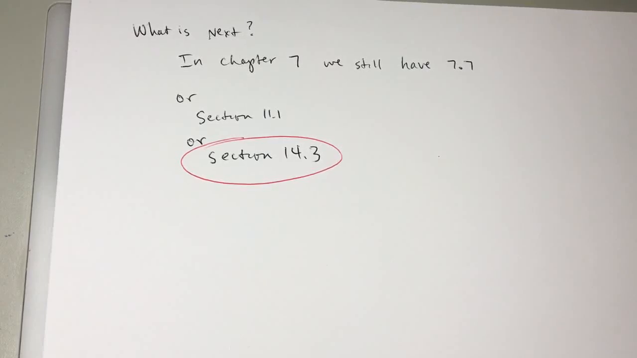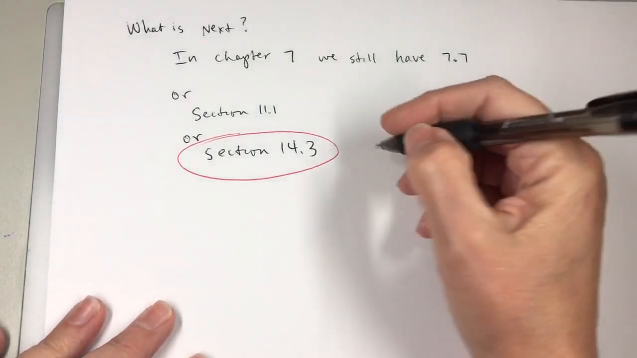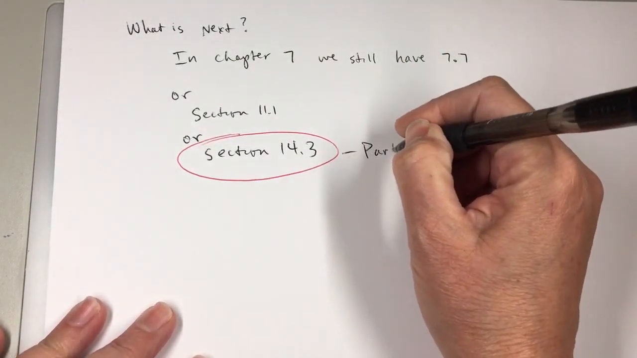All right, so today I'm going to go with section 14.3. It is the kind of section that we could pretty much insert wherever it fits nicely, and it fits nicely here today. So 14.3 is called partial derivatives.